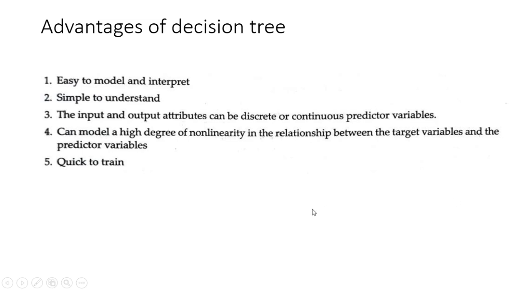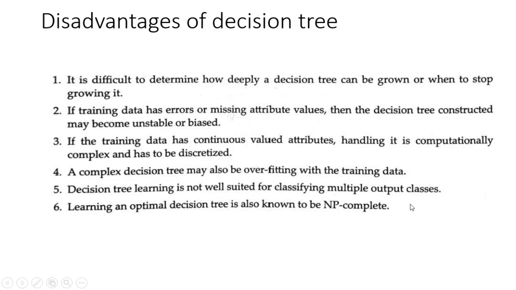The advantages of going for a decision tree are, first of all, it's very easy to model and interpret. You can interpret the decision tree easily. It's known for its simplicity, and you can also use it for discrete as well as continuous values, and you can model a high degree of non-linearity in the relationship between the target variables and the predictor variables, and very easily and quickly you can train your data set using a decision tree.